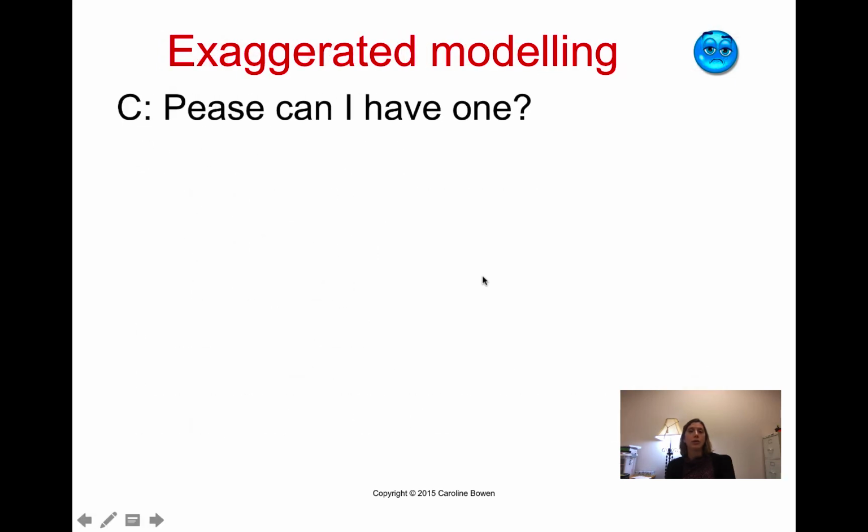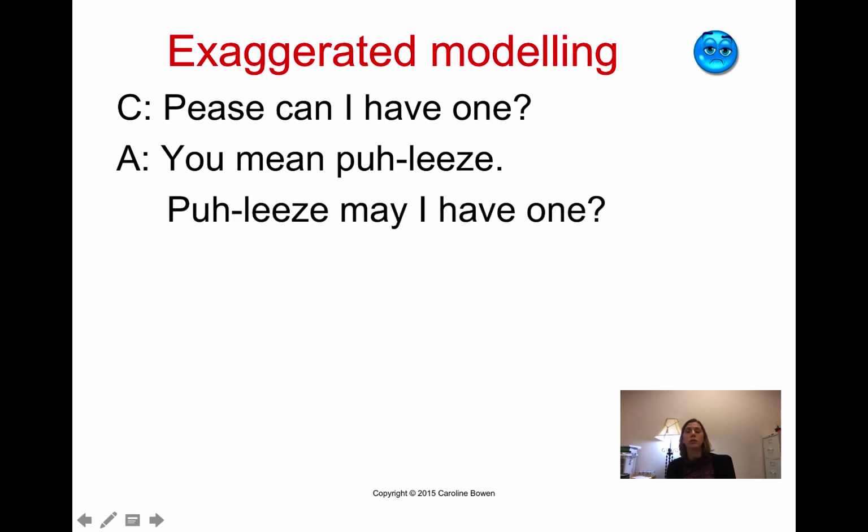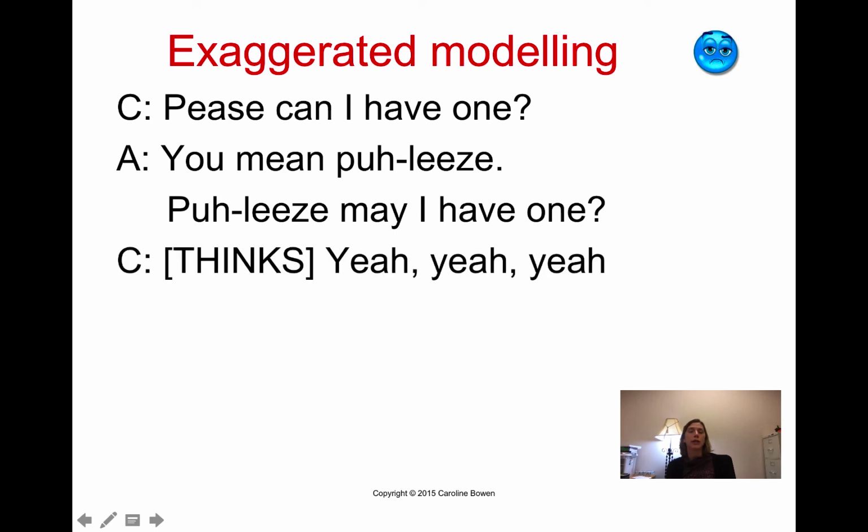Okay, so here's exaggerated modeling, which is also sort of obnoxious. So kids like, "Can I please have one? Can I have a cookie?" And, "Excuse me, he doesn't say please. I'm trying to do it right." "Please, can I have one?" And adults like, "You mean please? Please, may I have one?" And so the kid's like, "Yeah, whatever, just give me a cookie."